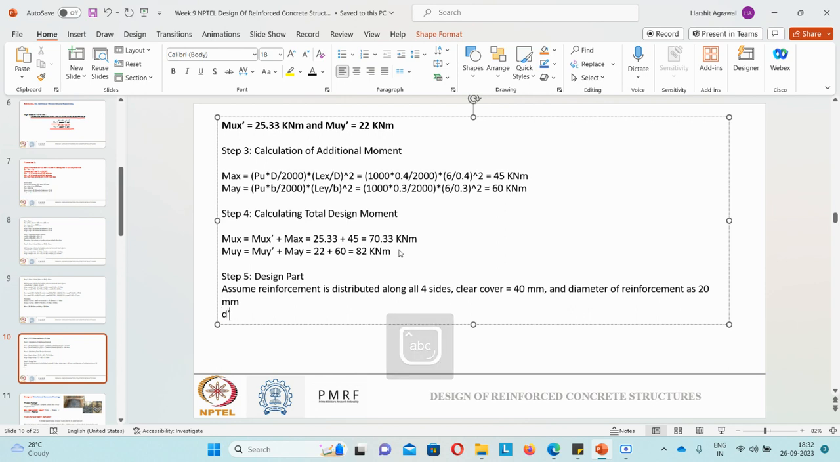So for these criteria, what will be my effective depth? Because we need that also when choosing a particular chart from SP16. So it is clear cover plus dia by 2. So it will come out to be 40 plus 10, which is equal to 50 mm.